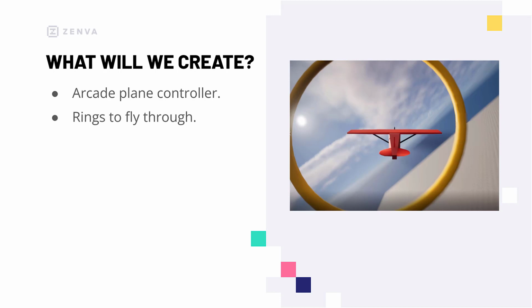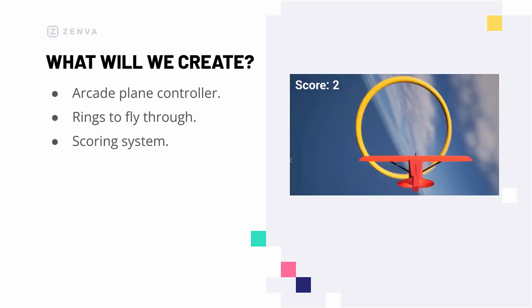Then we're going to be setting up the ability to have rings that we can fly through. Okay, and these rings are then going to explode and then eventually add to our score, which we are going to display with some text at the top left corner of the screen.